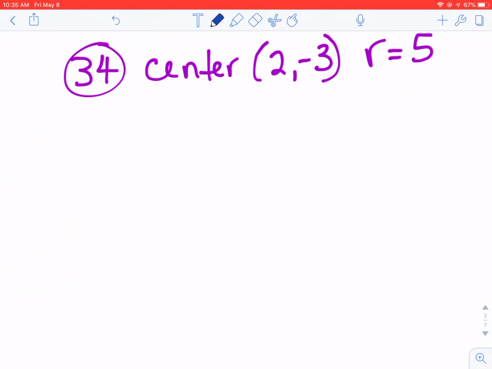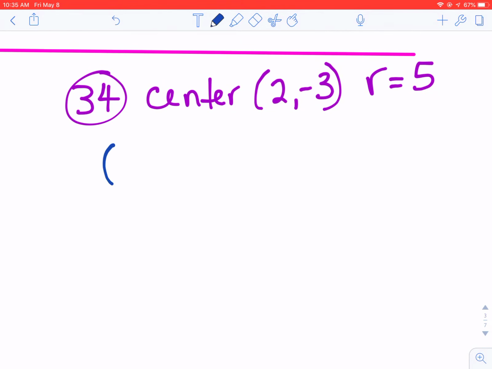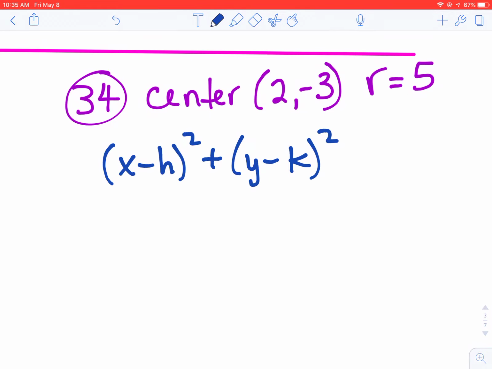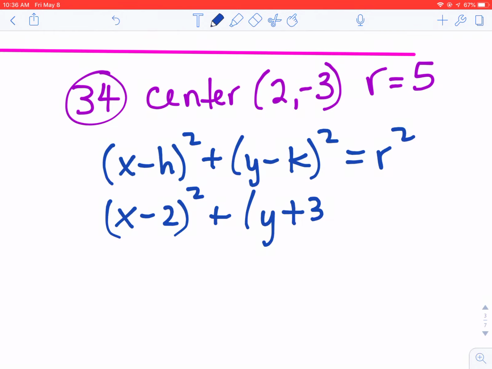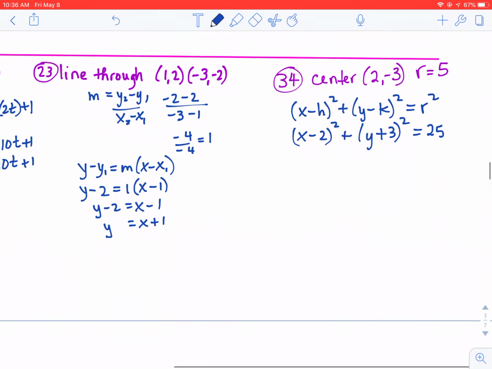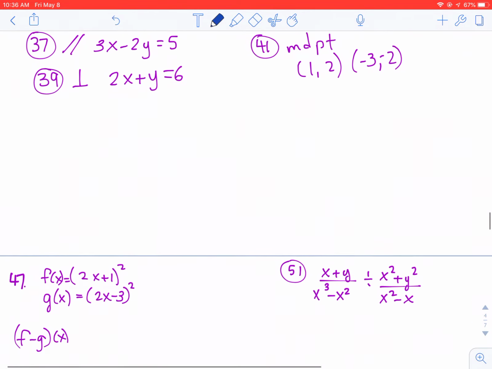And find the circle equation. Circle equation's been a long time. X minus h, the quantity squared, plus y minus k, the quantity squared, equals r squared. So x minus 2, the quantity squared, plus y minus negative 3, the quantity squared, equals 5 squared, which is, I'll just go ahead and write it, 25. Okay? So make sure you can pick the right equation. All right, all the answers.